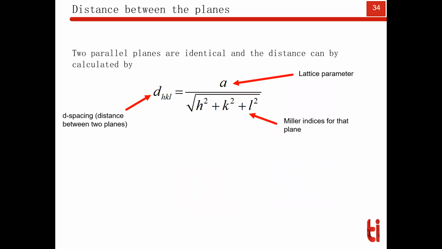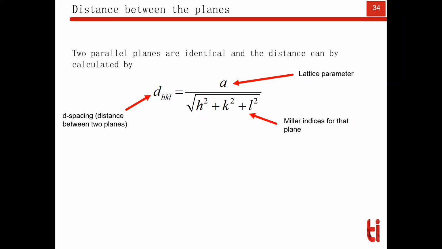So what we have understood so far is you can represent a plane by three values or three notations, which is the Miller index of the plane. Now the question is, if I know the Miller index of the plane, can I compute any meaningful quantity out of it? The answer is yes. If you know the Miller index of the plane, you can compute the d spacing, which is also called the interplanar spacing, which is basically the distance between two parallel planes.